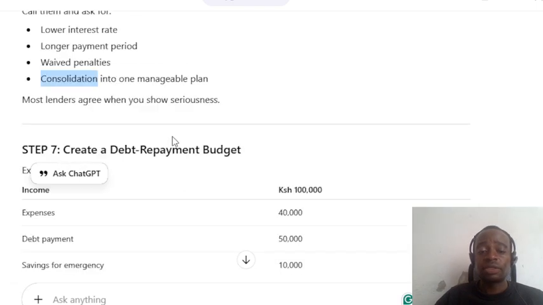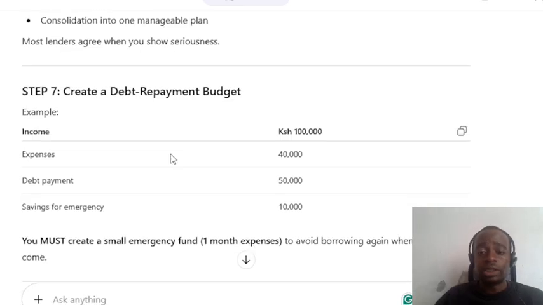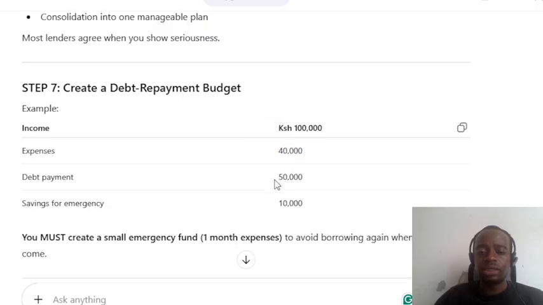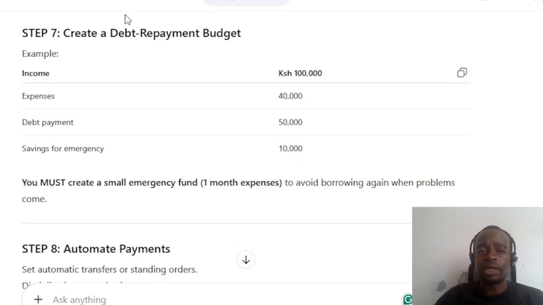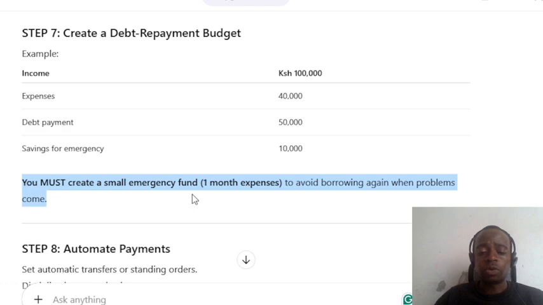Step number 7 is that you need to create a debt repayment budget. Right? So look at your income and ask yourself, how much do I want to dedicate towards paying debt? For example, if you're being paid 100,000 per month, you can decide that you're going to have your expenses at 40,000, and then 50,000 goes to debt, and then 10,000 goes towards saving. And it's important to actually save so that you don't go back to get more bad loans. So you create a small emergency fund to avoid borrowing when problems come.